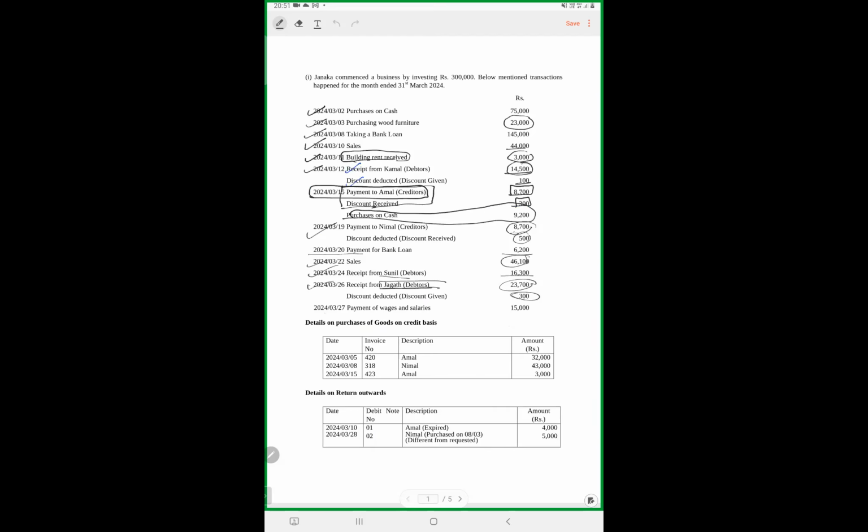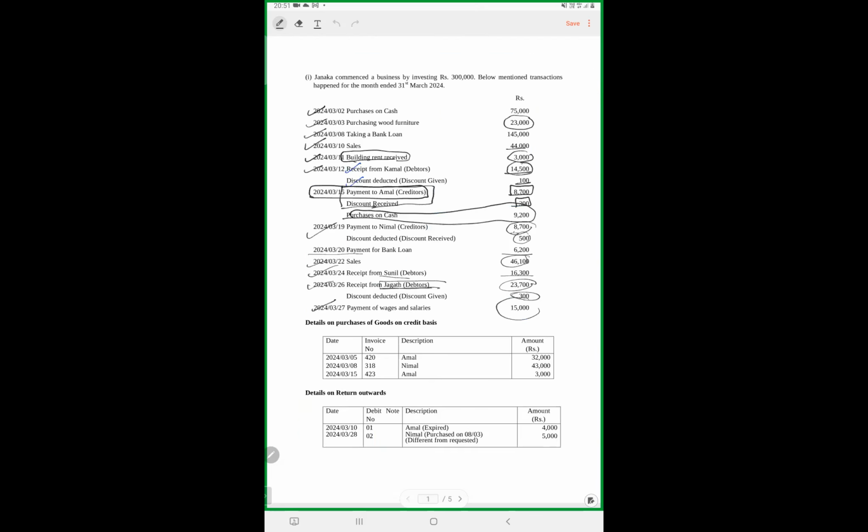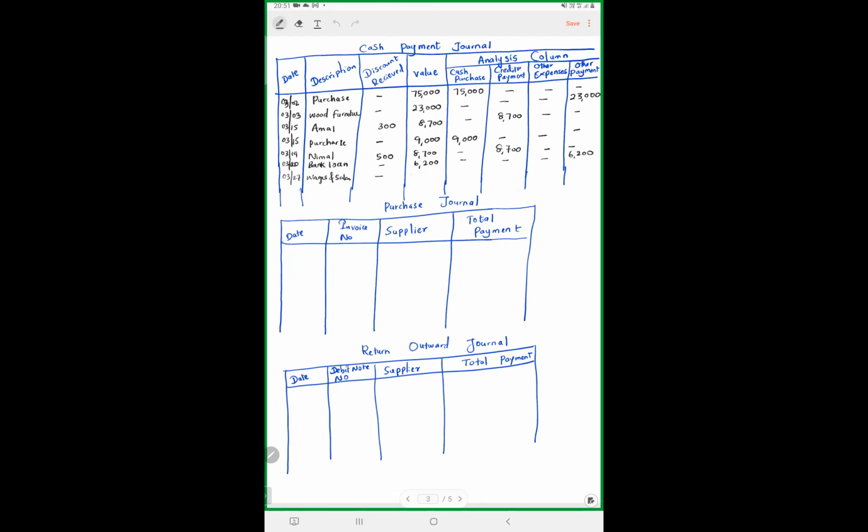And finally, we are paying the wages and salaries. So if we are paying the money, it means we need to record it in the cash payment journal. The date is 27th March. Wages and salaries. So no discount. 15,000 wages and salaries we are paying. Wages and salaries are expenses of the business organization. So we need to record it under expenses.